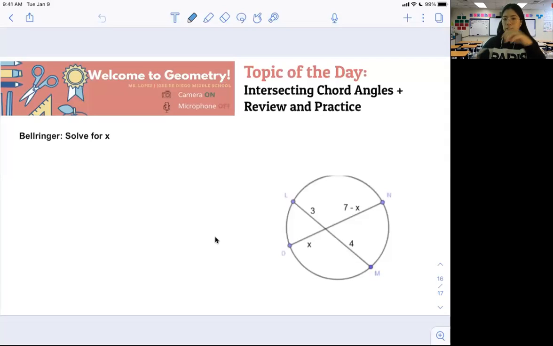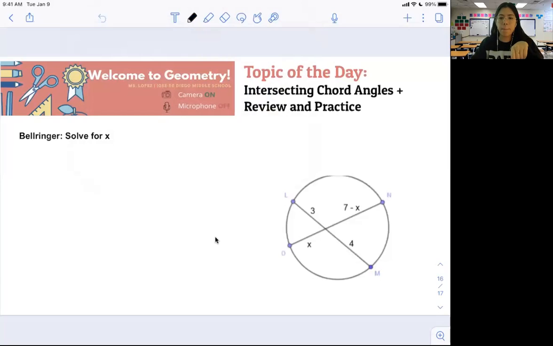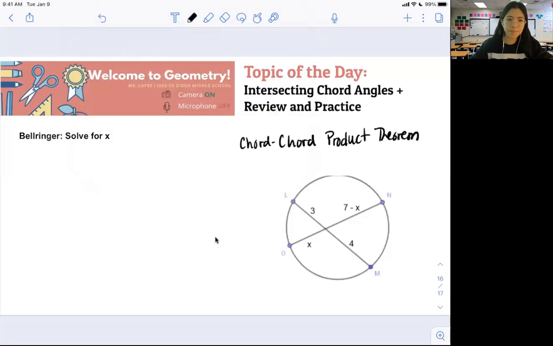What was this theorem called? Look in your notebook. We wrote it down yesterday. Good. Chord product theorem. Chord product theorem. Okay, because the product, it's telling you to multiply, right?